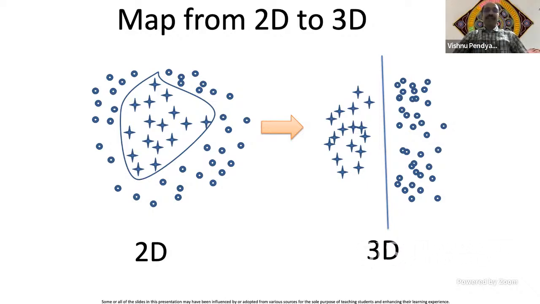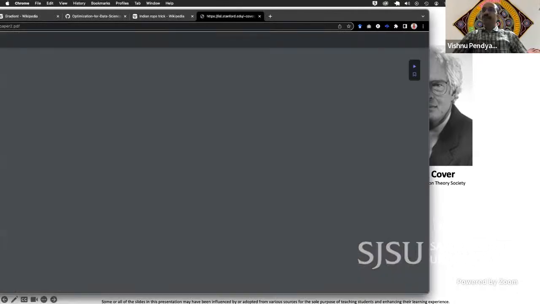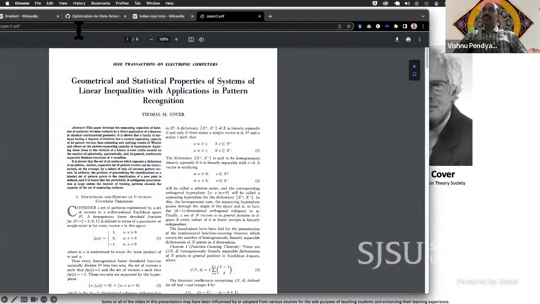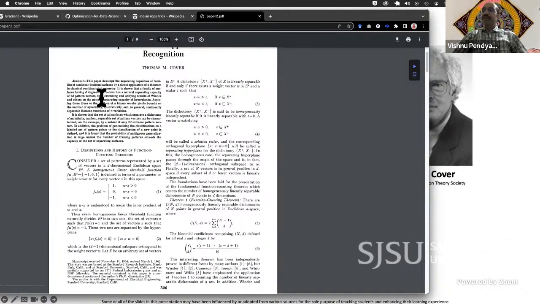Now, what is the mathematical basis for this? There is something called Cover's theorem. Cover was just 15 miles away, a professor at Stanford, and he came up with this theorem. The proof is not too hard; it's not too difficult to follow, but for sake of time, we'll not go over the proof.